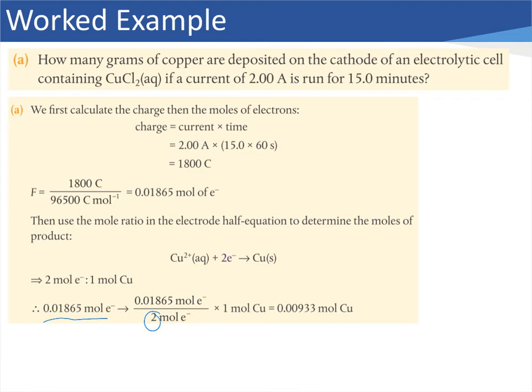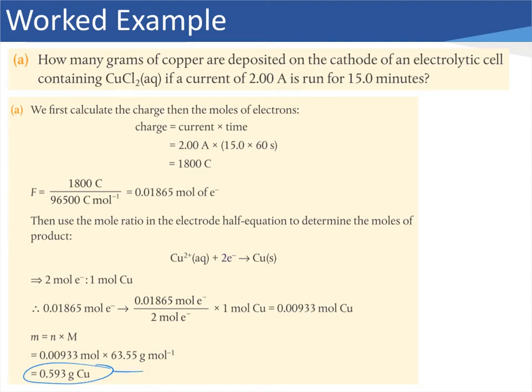So 0.01865 moles of electrons, it's 2 moles for every 1 mole. So I have to take that number, 0.01865 moles, divided by 2. And I get 0.00933 moles of copper, which I can convert into grams. So I get 0.593 grams of copper. Not very much, actually.